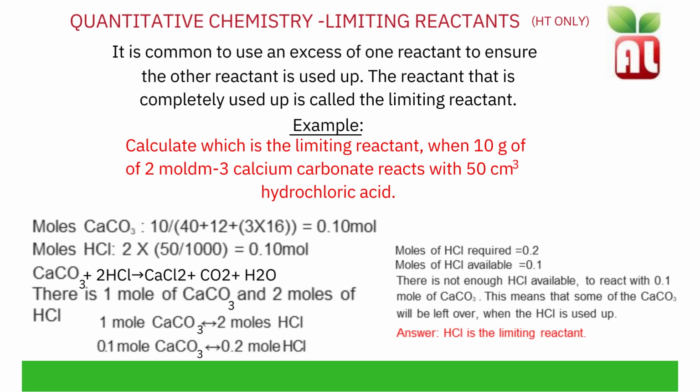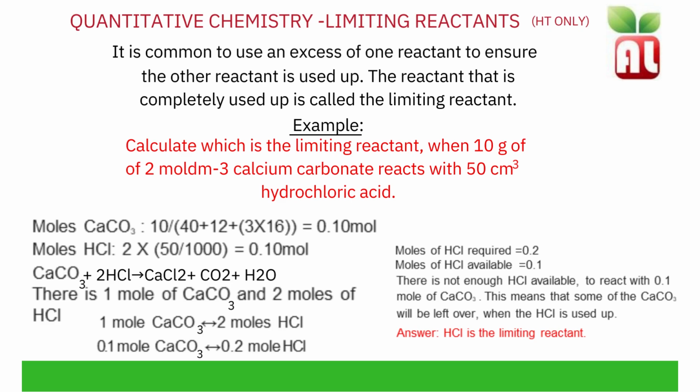Now, in our calculation of moles, we have 0.1 moles of calcium carbonate. As the ratio is 1-to-2 of calcium carbonate to hydrochloric acid, you multiply the moles of calcium carbonate by 2 to give us 0.2 moles of HCl. So for every 0.1 moles of calcium carbonate, you require 0.2 moles of hydrochloric acid to react completely with it.